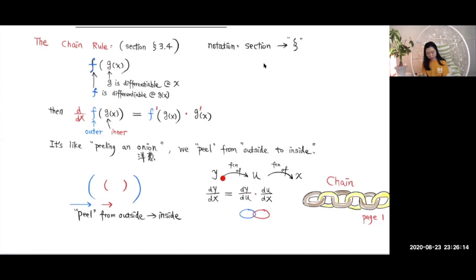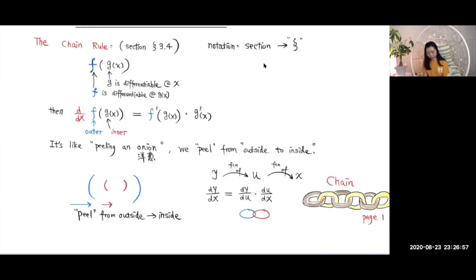Another notation for the chain rule is this notation. It's called Leibniz notation, okay? It says that if y is a function of u and u is a function of x, then when you differentiate y with respect to x, it is the same as differentiating y with respect to u and then multiplying by the derivative of u with respect to x.